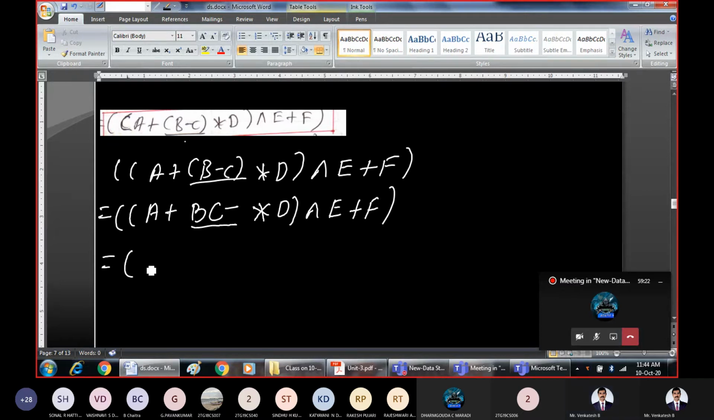Then what is the next bracket? This is the inner bracket, as you can see. This is opening here and closing here. This is the next inner bracket. But within that bracket, we have three operands. What are the three operands? A is one operand, D is one operand, BC minus is another operand. So we have three operands and two operators. What are the two operators? Plus and star are the two operators.